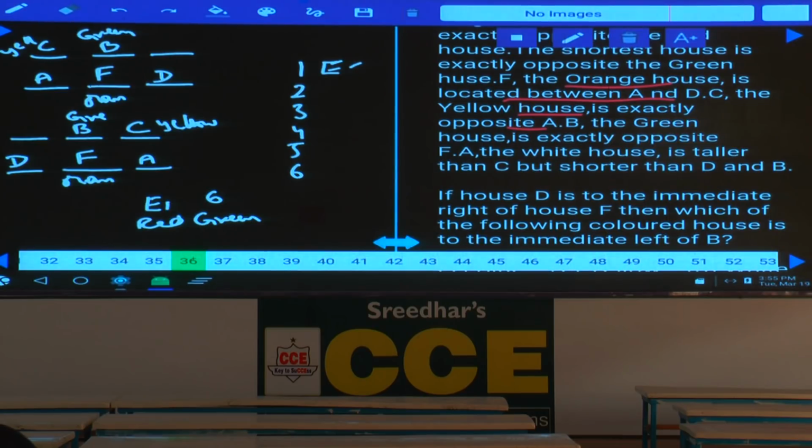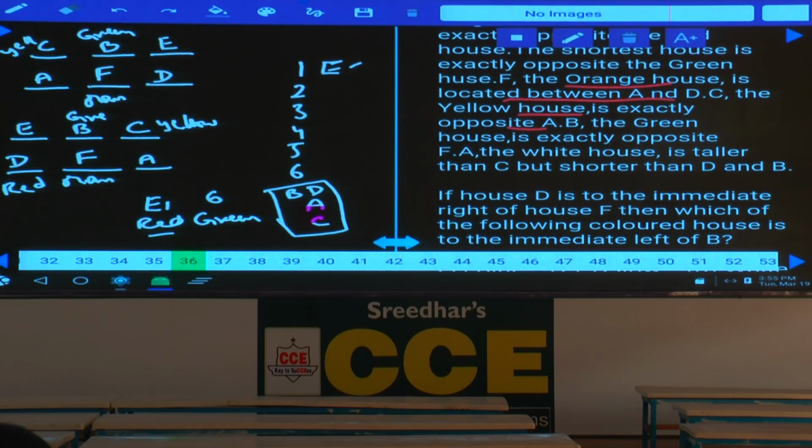A, the white house is taller than C. A is taller than C but shorter than both B and D. As A is taller than C but shorter than both B and D, this is what the information given. Now A, B, C, then what is left over here? E is left over, here also E is left over, and E is what? E, the tallest house, is opposite to what? Is opposite to red, and so red must be at this place, isn't it? As red is here, E and red are opposite to each other, then what is the color of this one? 6 and green. And 6 and green are opposite to each other.